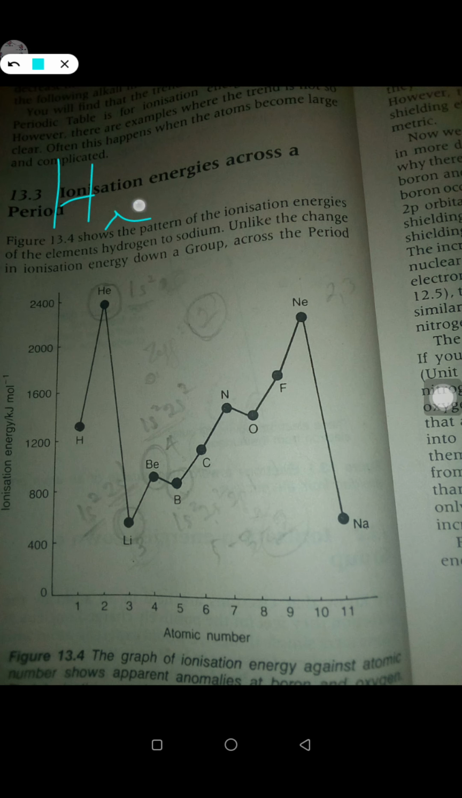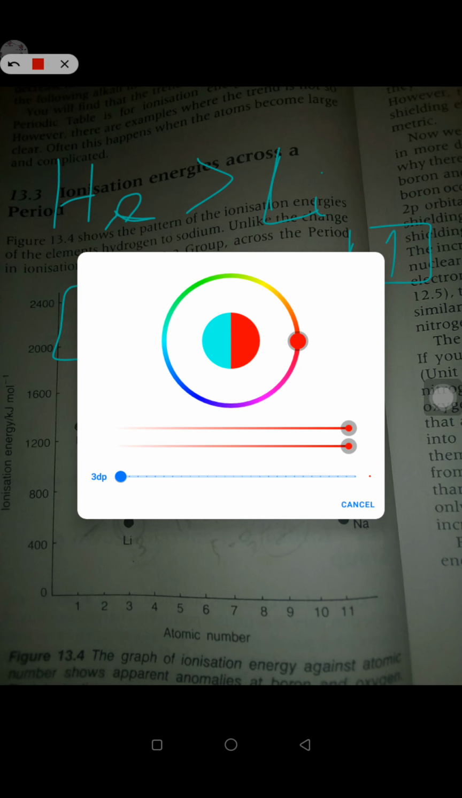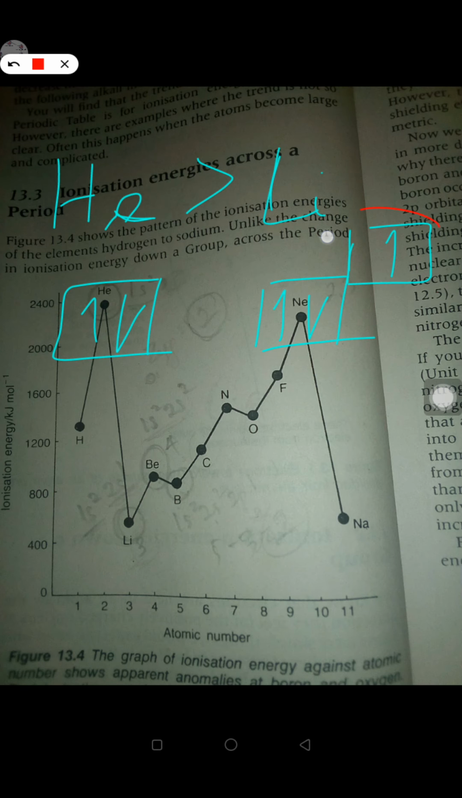is greater than lithium because it will take more energy. This one has just the one shell. This one has two, one and two, okay? And this one will be like 1, 2, then 3. So it will be easy to take away the one that is standing outside here. It will be convenient taking away that one than taking from here, okay?